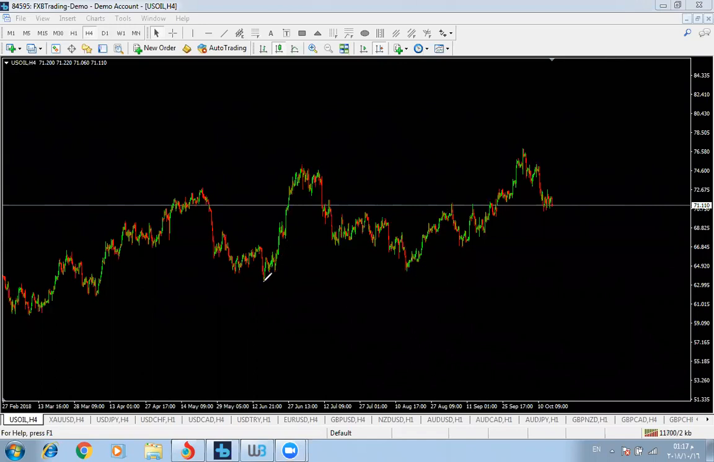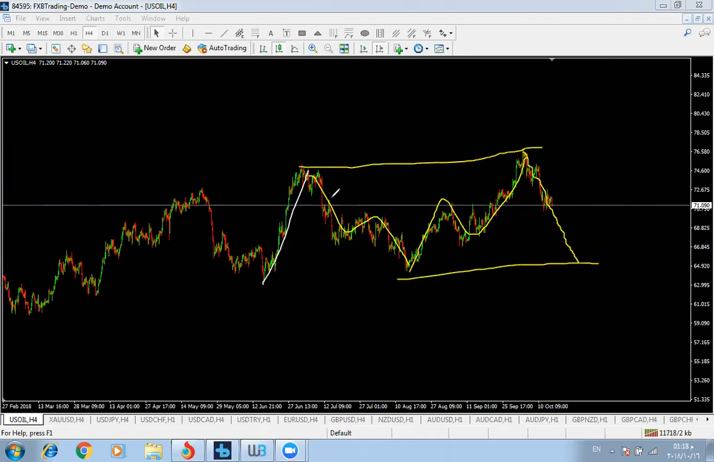This is first impulse, then A, B, C, then A, B, C, and the price has to move to the downside to this area, so that the whole structure should be like this. This is A, this is B, and this is Z. Then we resume the movement to the upside.